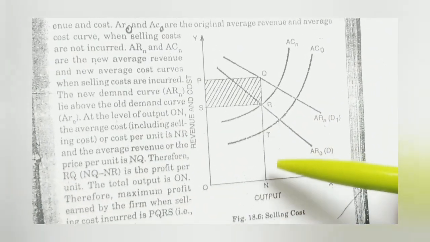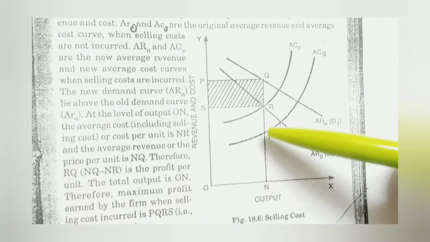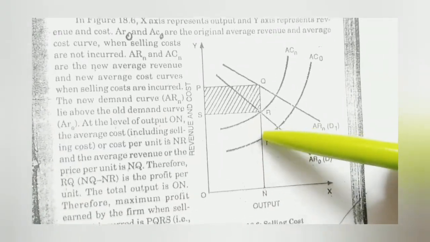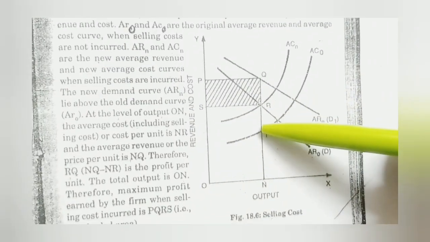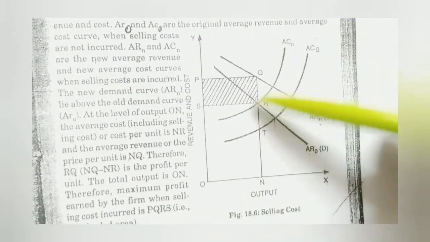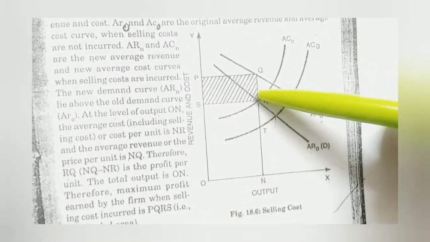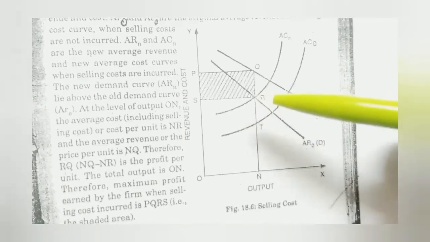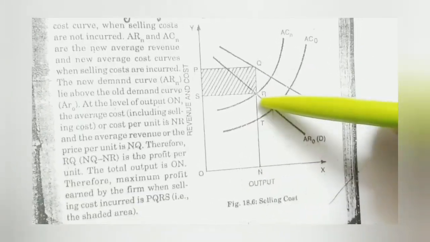In order to produce ON amount of commodity, the firm requires NT amount of average cost. It is not including selling cost. After including selling cost, it's a new average cost curve. So, the selling cost is TR. So, total cost is NR.